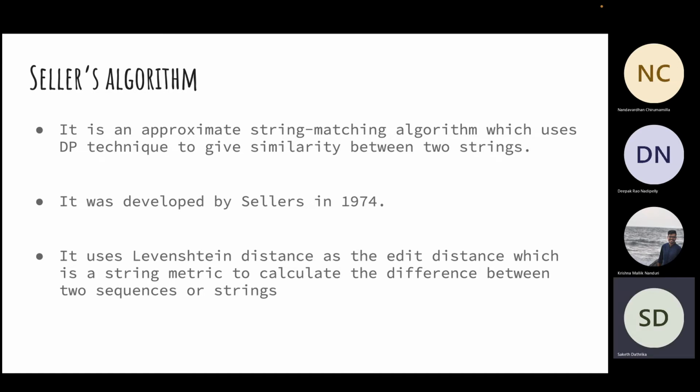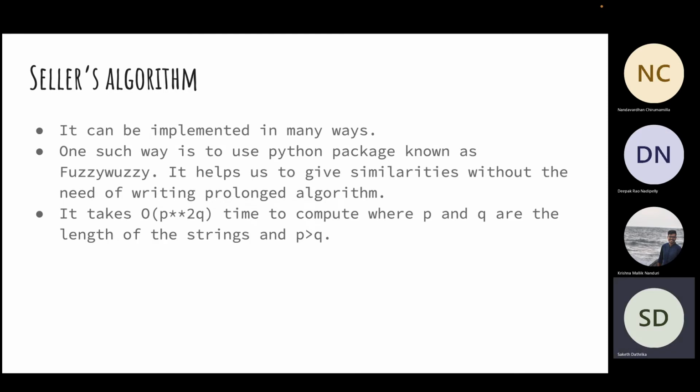The algorithm basically uses the Levenshtein distance as the edit distance, which is a string metric to calculate the difference between the sequences or strings. It is just a number that tells you how different two strings are. The higher the number, the more different the two strings are. The first part of the Sellers algorithm is to find the Levenshtein distance between the strings which we are comparing.